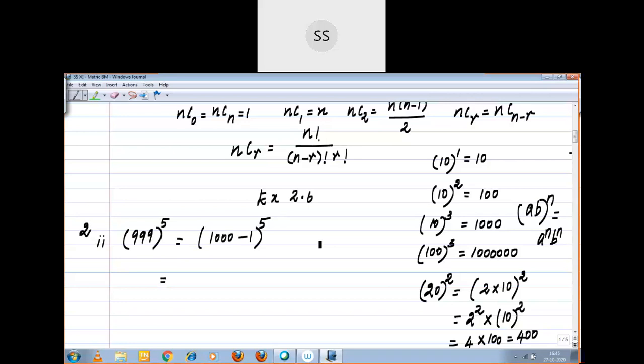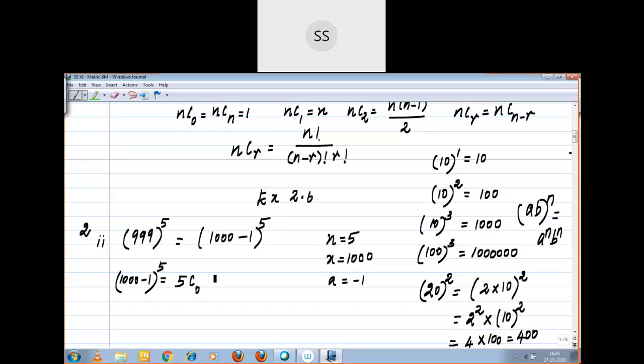That's all. Right? Now, I'm going to apply the formula. In the place of x, what is your number? 1000. Sorry, in the place of x, 1000. What is your n? 5. x is equal to 1000. a equal to 1. You are going to relate with the formula, right?